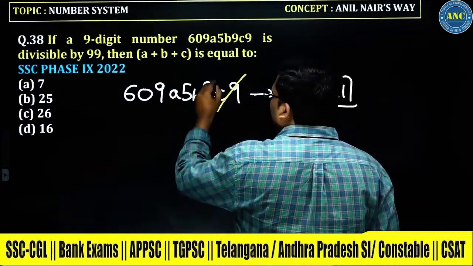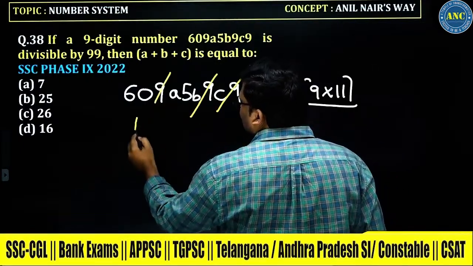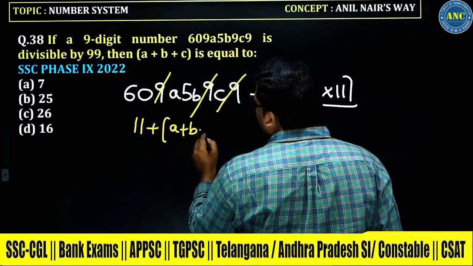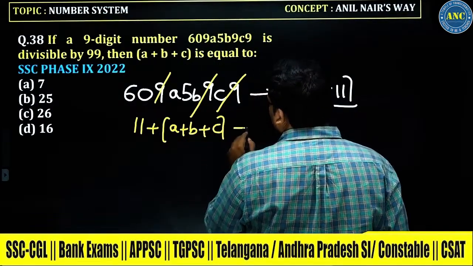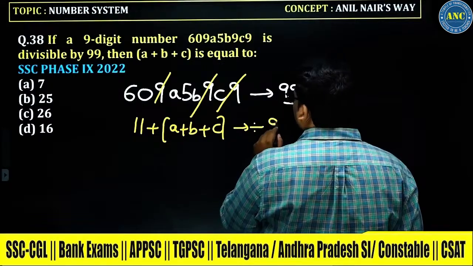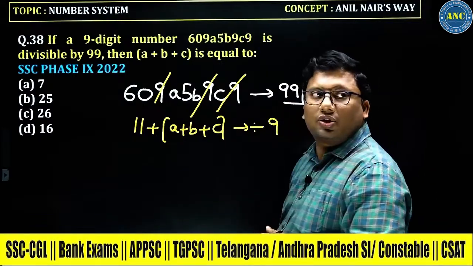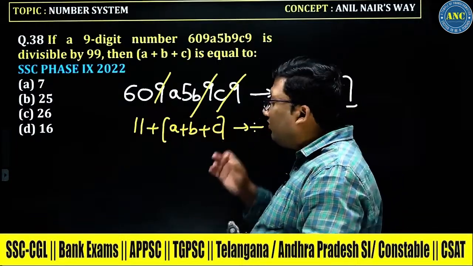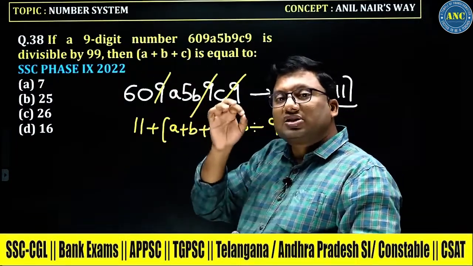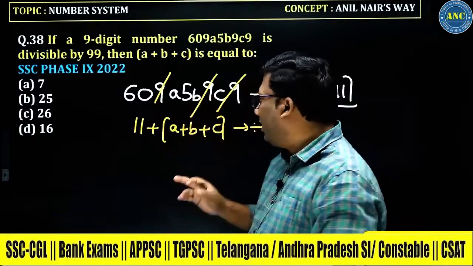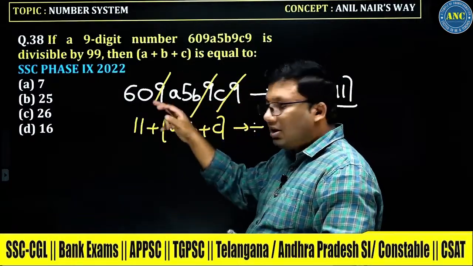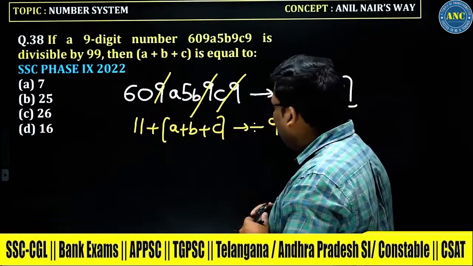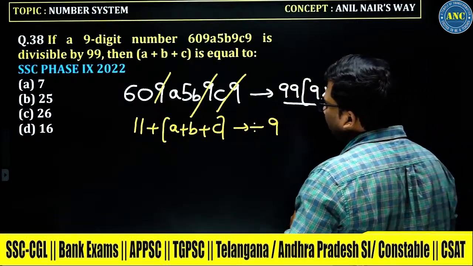That means for 9, I am using the divisibility rule of 9: the sum of the digits should be divisible by 9. The 9s can go out. 6 plus 5 is 11, 11 plus A plus B plus C should be divisible by 9.